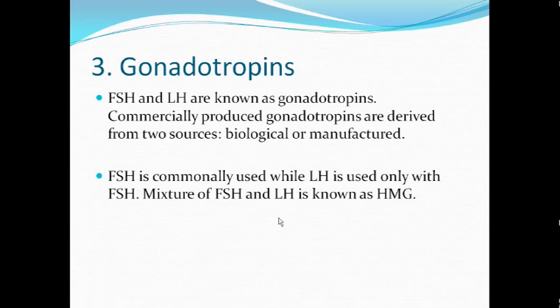So the next drug which can be used for ovulation induction is the gonadotropins. Gonadotropins are FSH and LH. They can be derived from two sources, biological or manufactured. FSH can be used commonly for ovulation induction, but LH cannot be used alone. FSH and LH can be used in combination as HMG.